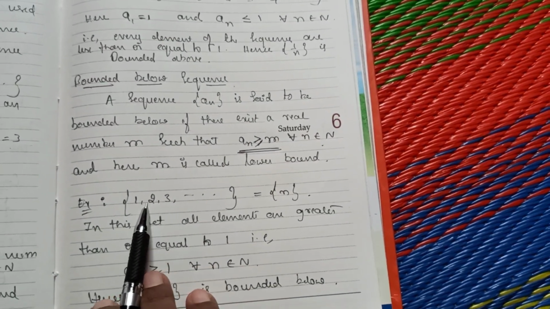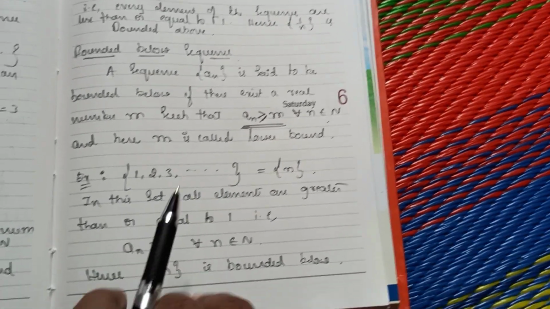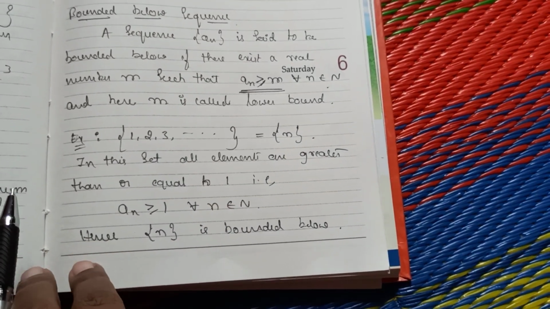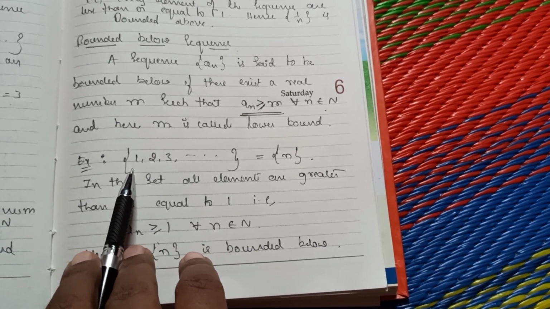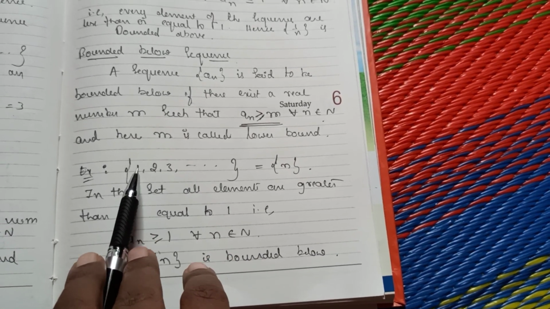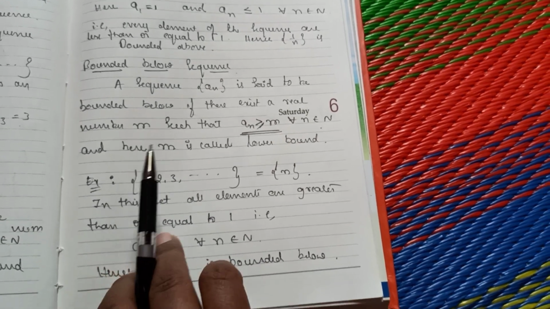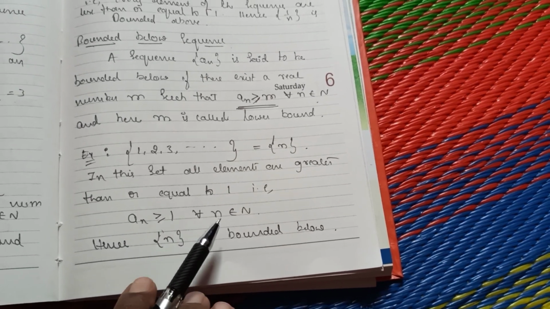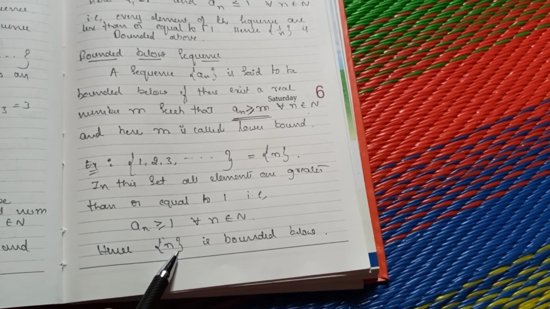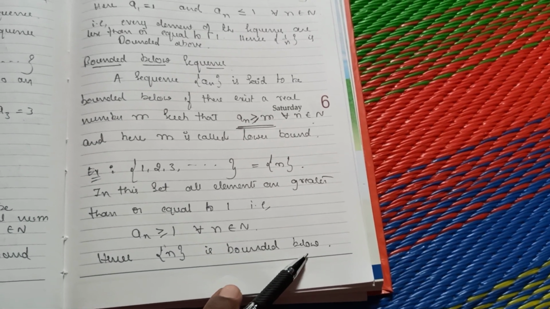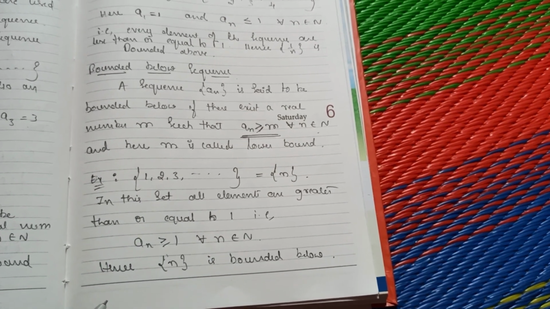Set of natural numbers. This is nothing but set of natural numbers 1, 2, 3, etc. And in this set, you can see all the elements are greater than or equal to 1. 1 is equal to 1, 2 is greater than 1, 3 is greater than 1, 4 is greater than 1. All the elements of the set are greater than or equal to 1. That is, an is greater than or equal to 1 for all n belongs to N. Hence, the set of natural numbers, that is set N, is bounded below. And clearly, for this set, 1 is lower bound.